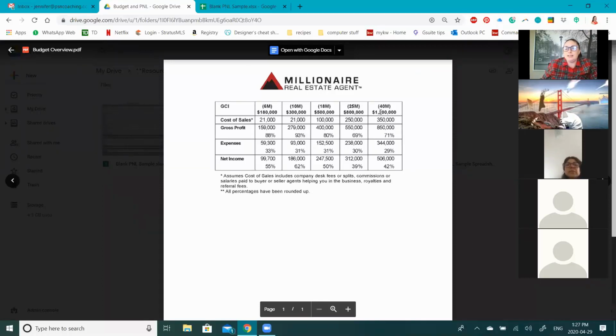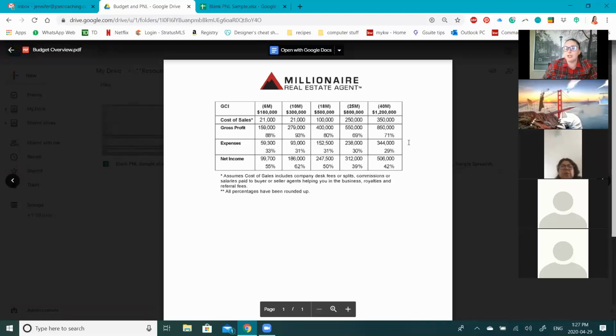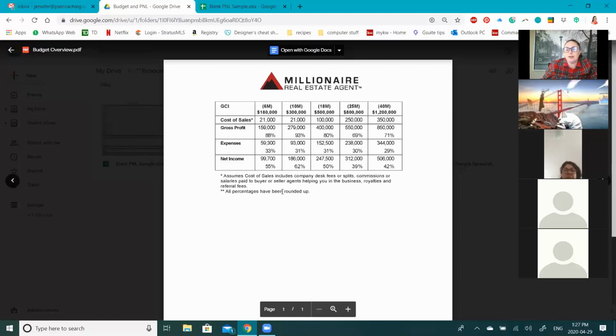Keep in mind, guys, that these numbers are based on really high incomes and really high GCI, and they're based on American information, okay? So we do have to tweak these a little bit as Canadians, but the concept and the percentages are actually very, very similar. So when we look at this, this is just a breakdown of the cost of sales based on income.